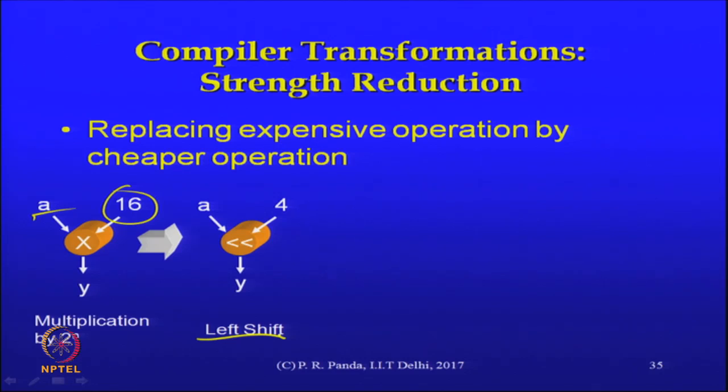Would it make sense? Why are we saying this is a cheaper thing to do? How do you do multiplication operation? You need a multiplier, right? If you do left shift, A is stored in a register, say. How do you do left shift by 4?